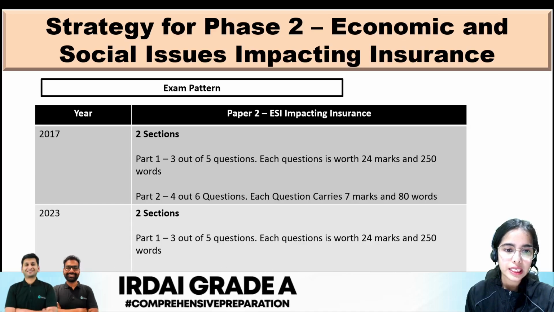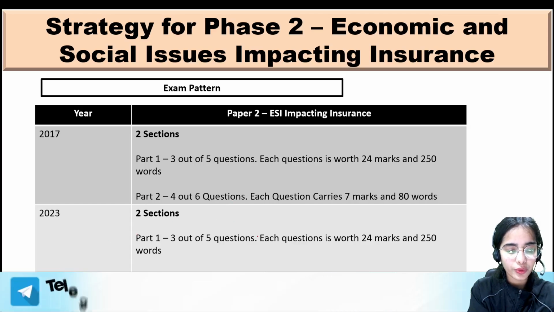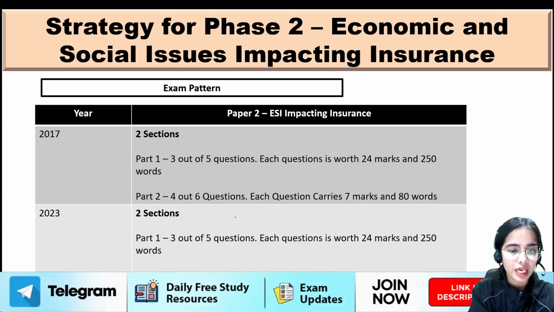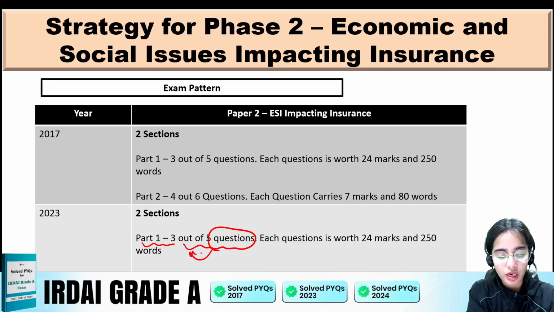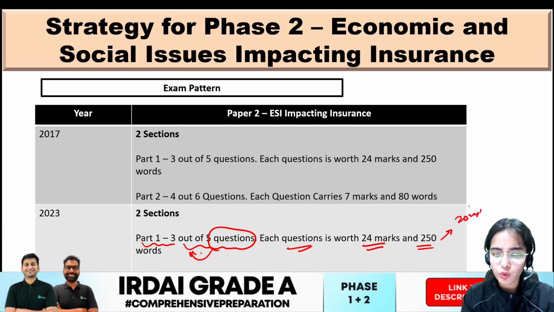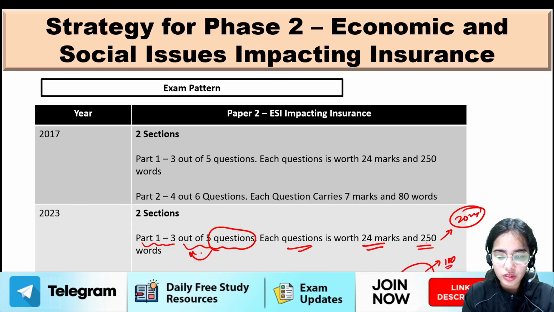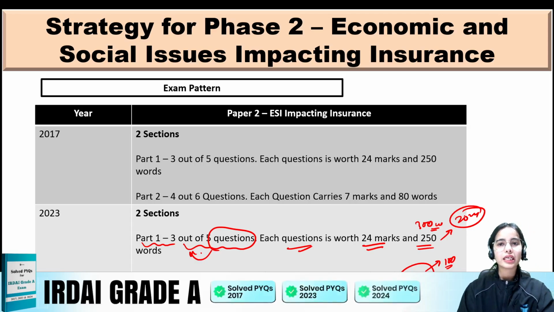Now coming to the ESI impacting insurance component. In 2017 and 2023, we have seen that in part 1, there were 3 out of 5 questions that you had to answer. Each question was worth 24 marks and you had to write 250 words. In the current 2024, the word limit was slightly raised. Instead of 80 words, you had to answer in 100 words. Instead of 250 words, you had to answer in 300 words. Okay, so as I have told you, in 2025 there might be some change in the word limit, but it's not like it will be increased from 250 to 1000.